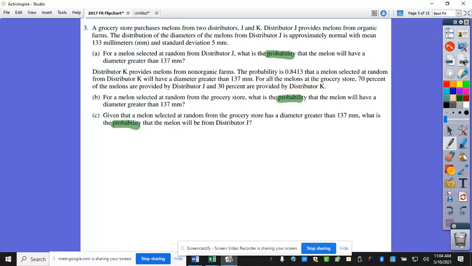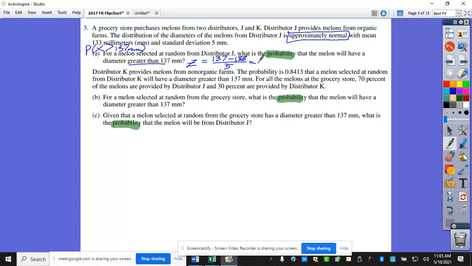So, how do I find the probability for part A? And so I'm not doing all my work here, I'm really shorthanding this. I'm finding the probability that X is greater than 137. So I'm going to convert it. So what number do I plug in? 137 minus 133, divided by 5. And then I can end up finding that probability, Z, all that stuff.